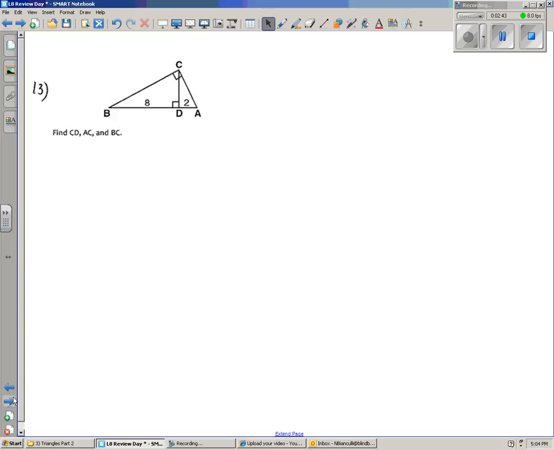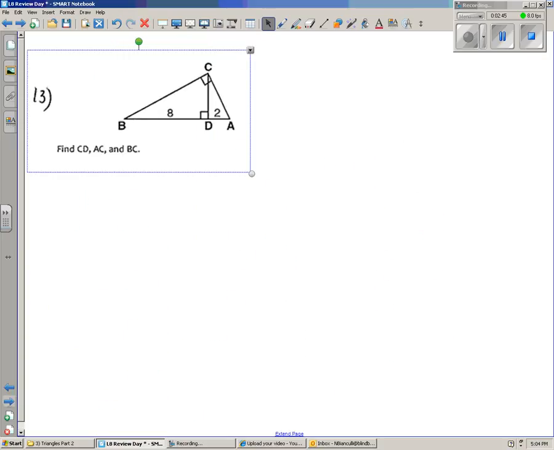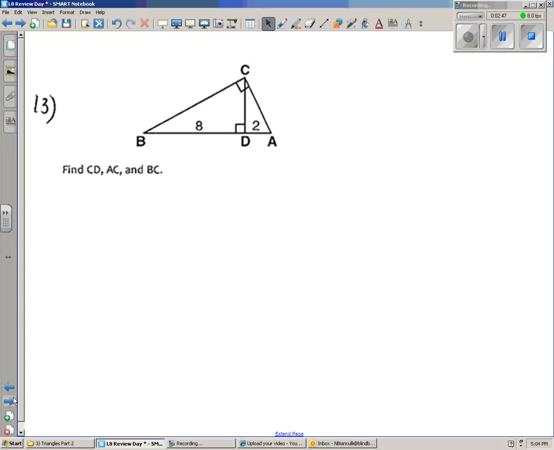Next problem, number 13. Again, a three-parter. They want us to find three things: CD, AC, and BC. So CD, well, before we do anything, let's label the parts. 8 is a projection. 2 is a projection. And so they want us to find CD. I'll put an X on CD, and X happens to be the altitude. So this is a simple application of PAP.